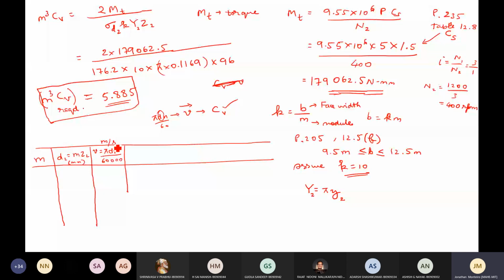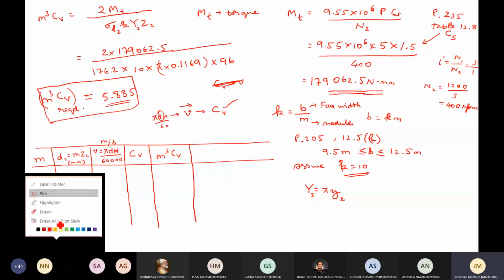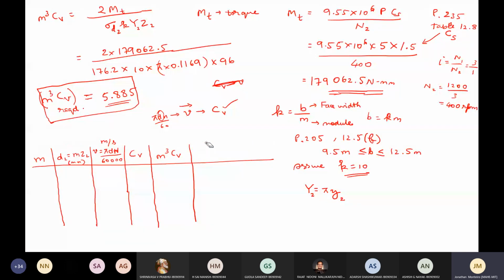Remember, the units here are meters per second, not mm, because the table for your next one, CV, is described with respect to meters per second. That is why. Then finally M cube CV. Then compare which one will come closer. Yeah, I'll do the calculations here itself.